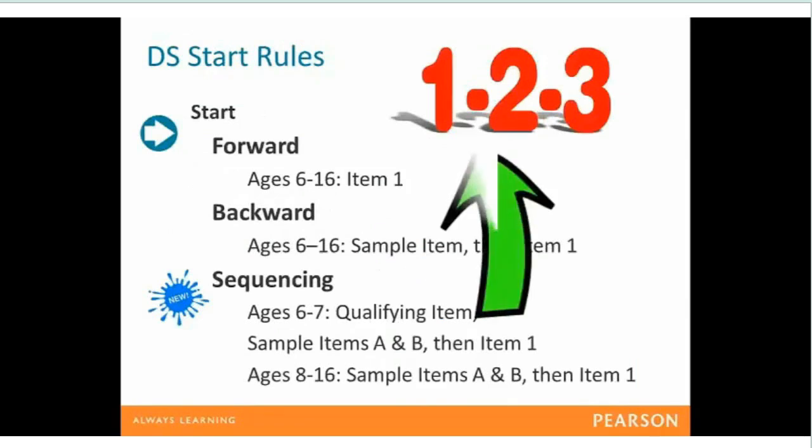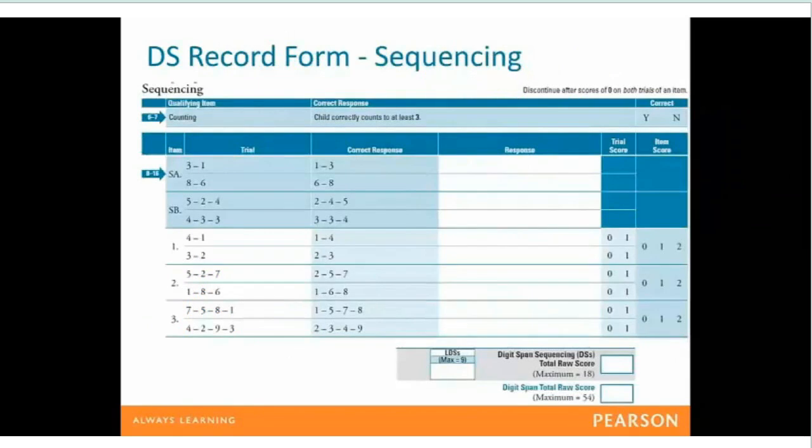Now for the sequencing, for your very young children, they do just need to be able to count at least to 3, and you can continue with the sequencing task. Sequencing is where you give the numbers in a mixed-up order, like 5, 2, 7, and the child has to give them back to you in numerical order from the lowest to the highest, like 2, 5, 7.